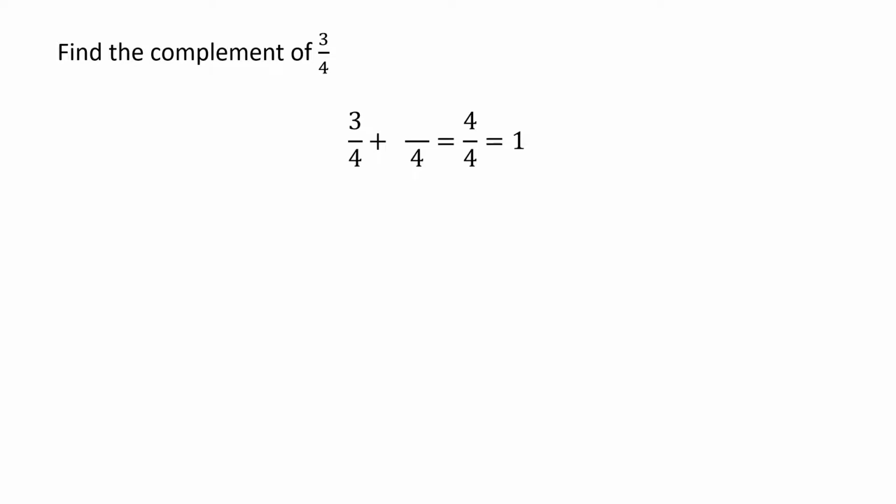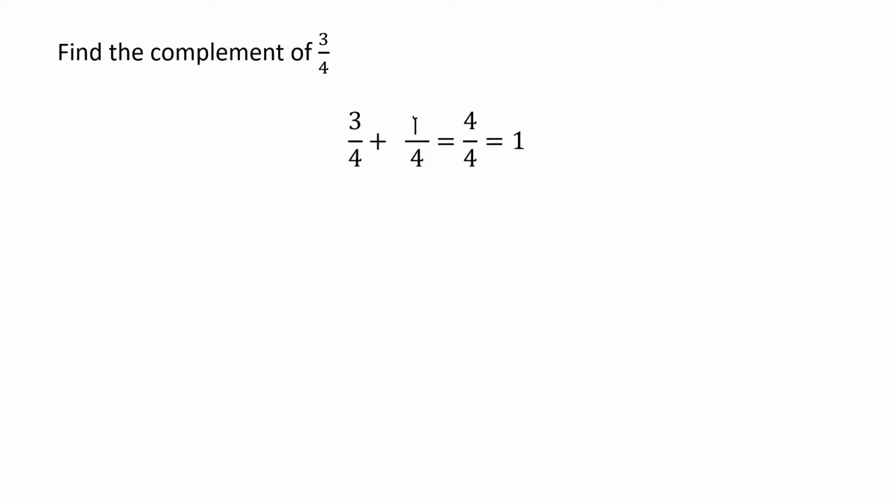So let's have a look at a simple example. We want to find the complement of 3/4. So we need our numerators to add up to 4 because our denominator is 4 and there are 4 quarters in a whole one. So 3 plus 1 is 4, so the complement of 3/4 is 1/4.